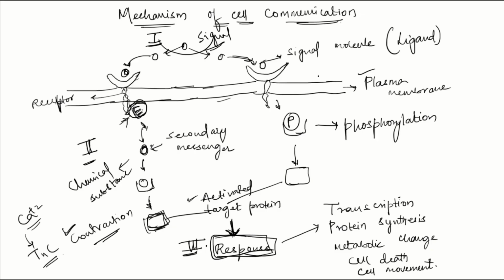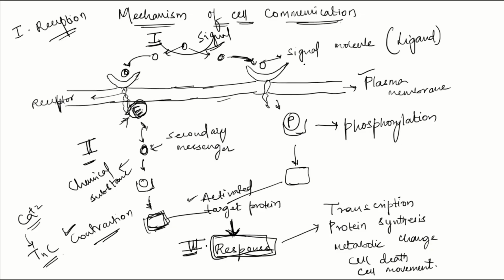And what is the other mechanism? The other mechanism is when the signal molecule is released, it binds to the receptor. This is the reception. I forgot to tell you, this is the first step, reception. Reception means the binding of the chemical messenger to the receptor.